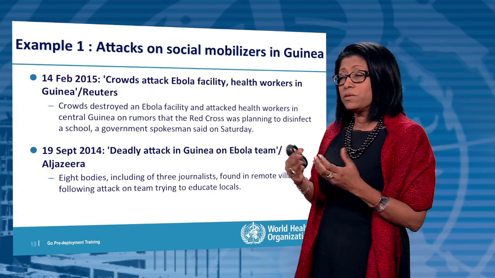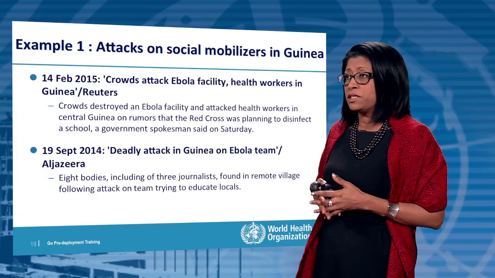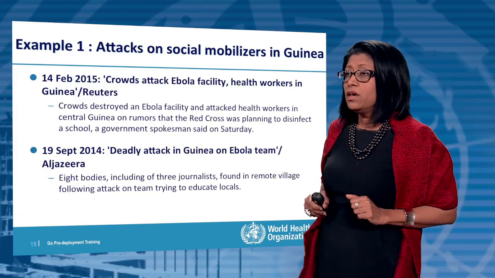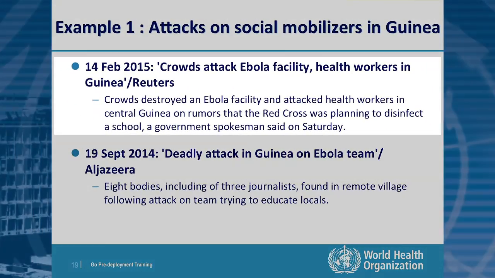I'll give you a couple of examples. And I like to go into this because this is one of my areas of expertise, risk communications. So, how important was this? Here are some news headlines from Reuters, 14th February 2015. Crowds attack Ebola facility, health workers in Guinea. Crowds destroyed an Ebola facility and attacked health workers in central Guinea on rumors that the Red Cross was planning to disinfect a school, a government spokesman said on Saturday.